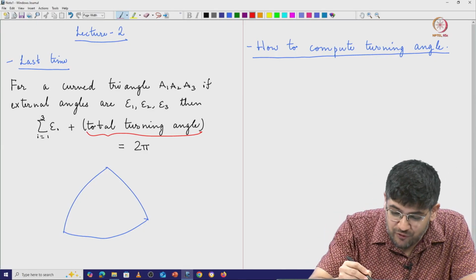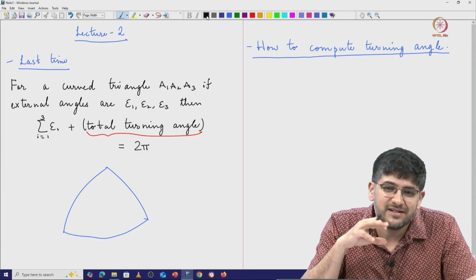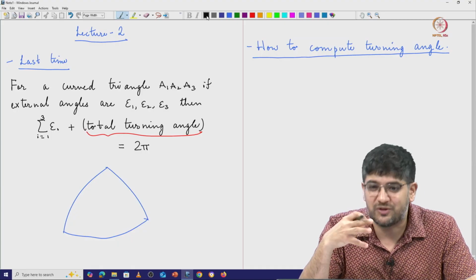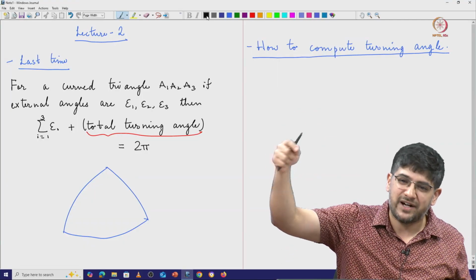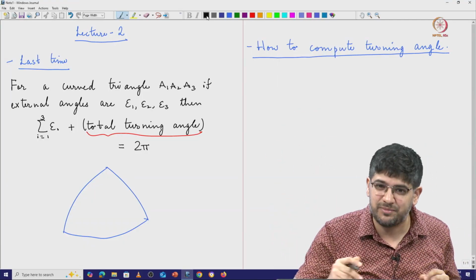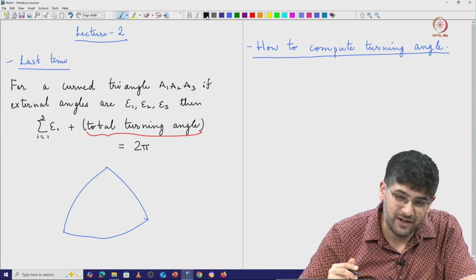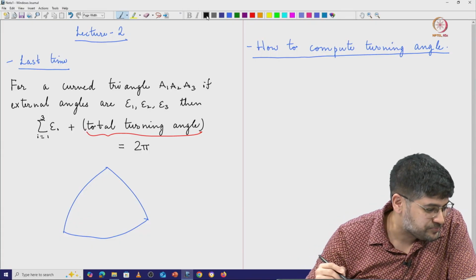I'll already give away what the answer is. The answer is that the turning angle is related to the curvature of the plane curves. Of course, if you have straight line edges between the two vertices, then this quantity is going to be 0, and we get back our angle sum property from high school.